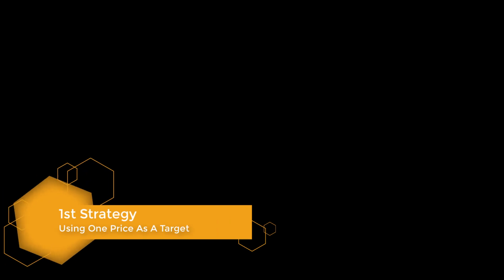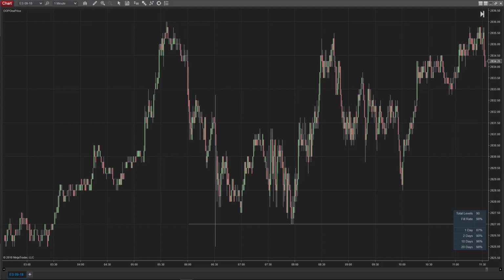So the very first strategy that we're going to talk about is using one price as a target. I believe this actually was one of the examples I gave in a prior video, but either way it doesn't really matter, because the habitual pattern of one price over the course of time, regardless of how many days you have loaded, I have 90 days loaded here, it's going to have a very high probability of being tested.